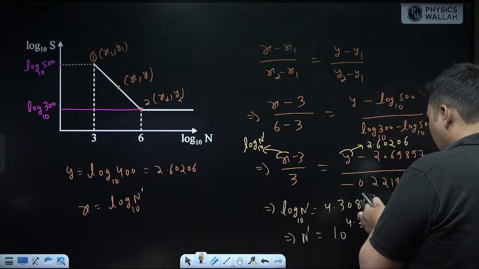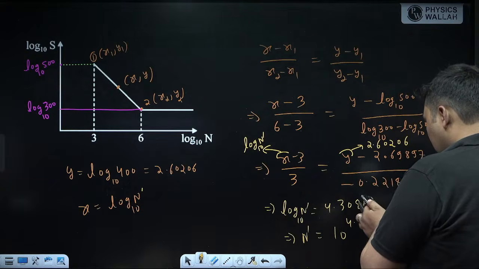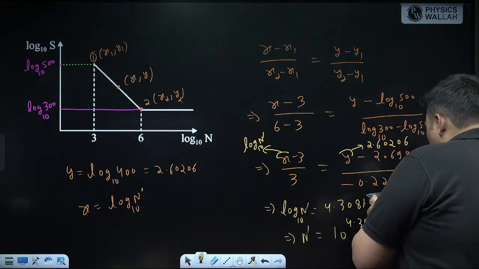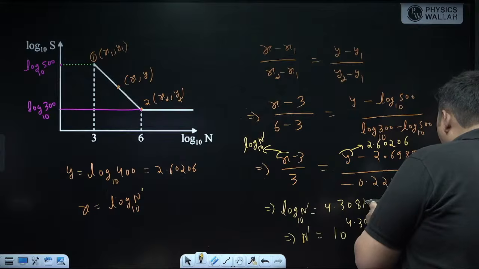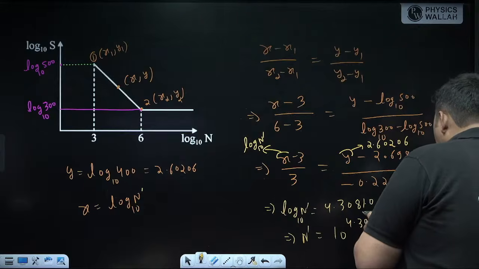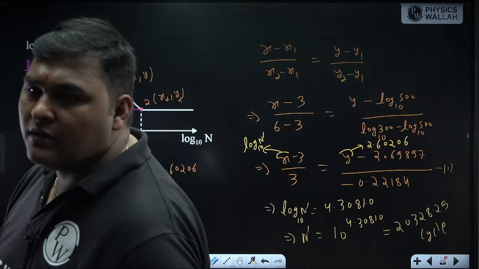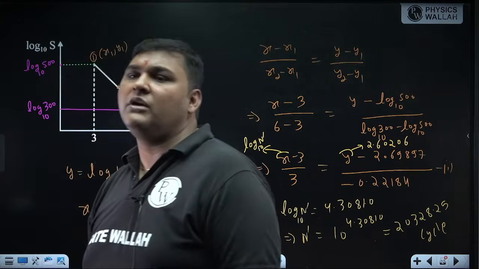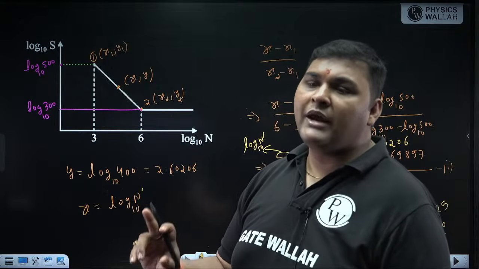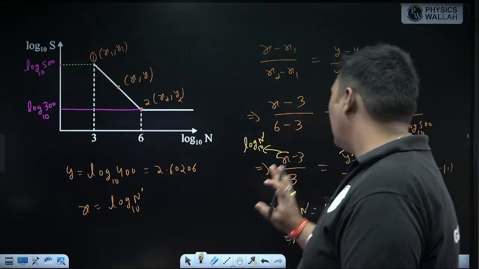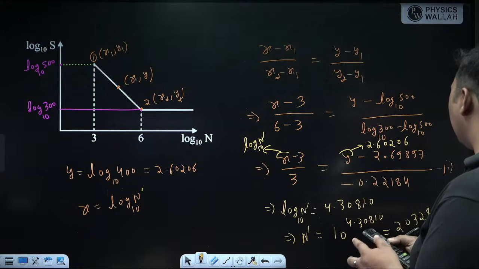How much is it coming? 10 to the power 4.30810. Is it coming 20328.25 cycles? Check the calculation. 20328. 20440 is also correct. Only ensure you are doing calculation up to at least 4 to 5 decimal places. Okay. And you can check my calculation also. If I am doing any error, please correct me.